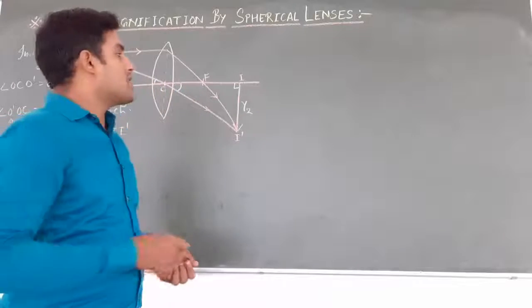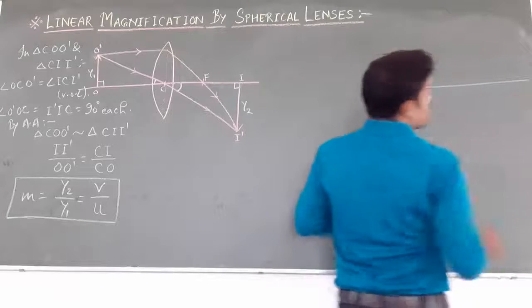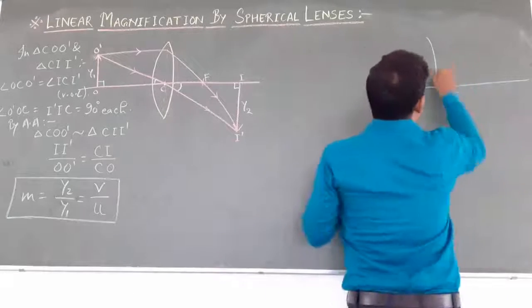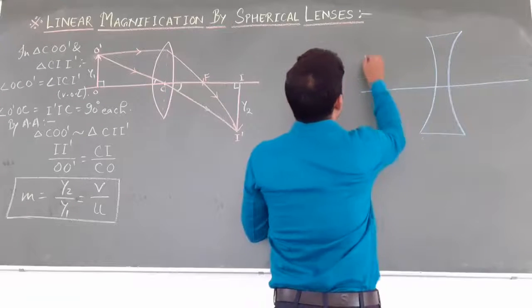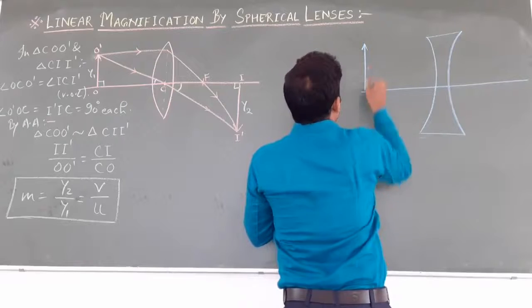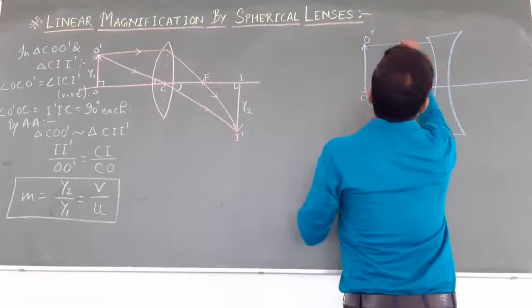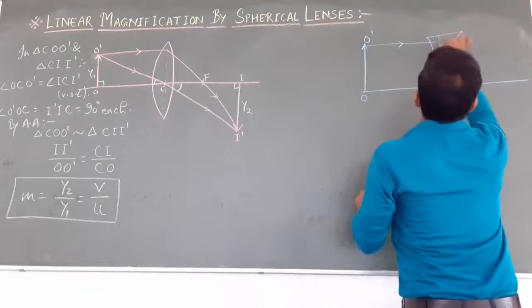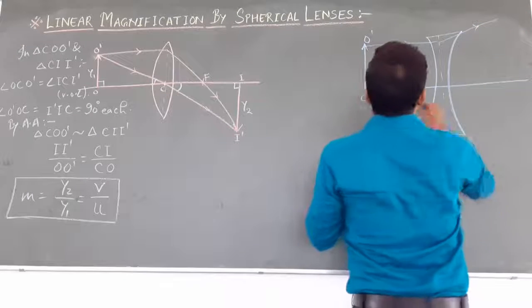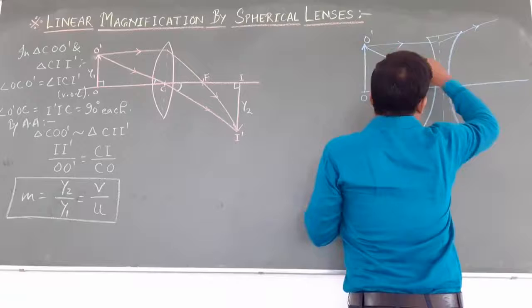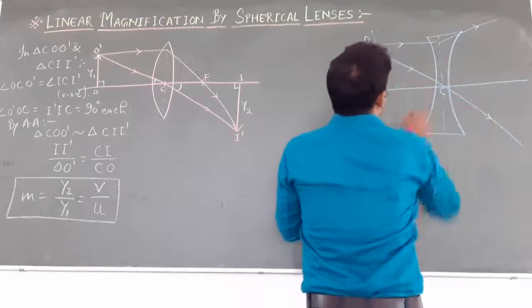Same derivation you can prove for the concave lens also. Concave you can also draw. So for this the diagram will be like this. This is the principal axis to draw first. This is the concave lens. Now you can consider one object kept here, O dash is the object. One ray is going parallel to the principal axis. After refraction through the lens, it will go away from the normal, like that. Another ray, which is coming through the optical center, consider C, goes undeviated.